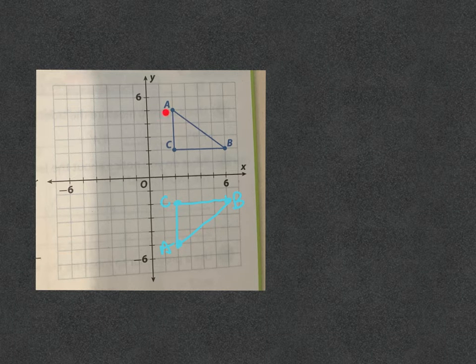So, same thing. I'm going to count opposites from the y-axis this time. So A is 2 away, so I would mark it there. C is 2 away, so I would mark it here. And B is 1, 2, 3, 4, 5, 6. So I go the opposite way, 1, 2, 3, 4, 5, 6. Mark it there. Connect the dots. And that is my reflection. That is my image of the pre-image from a reflection across the y-axis. So this is across the y-axis, and this is a reflection across the x-axis. That's what this lesson is doing.